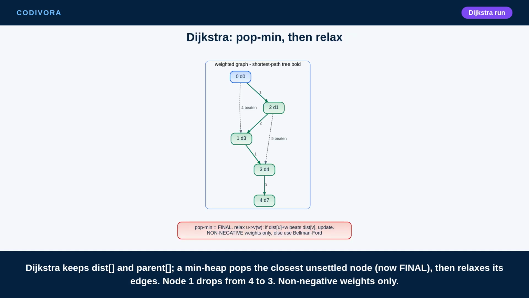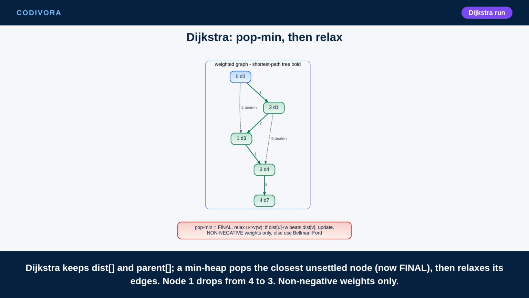Now watch Dijkstra actually run. Keep two arrays: dist, the best cost so far, all infinity except the source at 0, and parent so you can trace the path back. A min heap always hands you the closest unsettled node. The moment you pop it, its distance is final because every remaining edge only adds non-negative weight. Then you relax its edges. Relax just means if going through this node is cheaper for a neighbor, update the neighbor and push it. In our trace, node 1 is first reached at cost 4 straight from the source, then relaxed down to 3 through node 2.